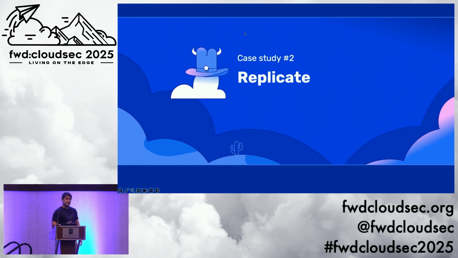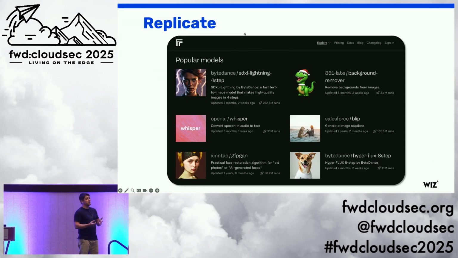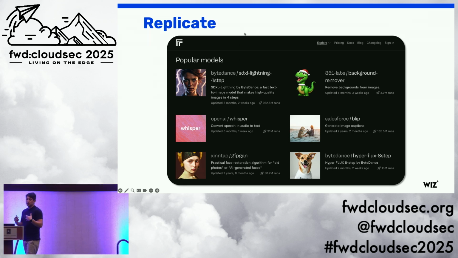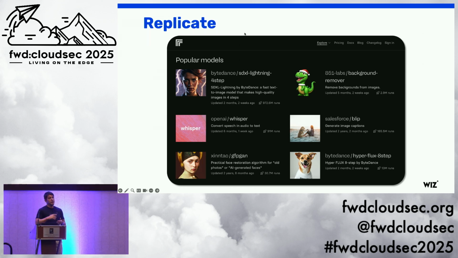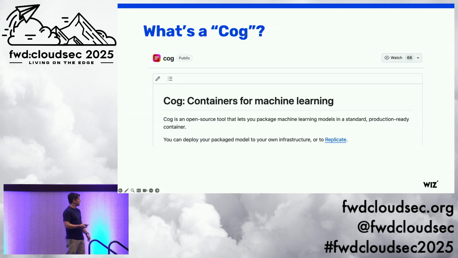Next case study is going to be Replicate. Replicate is an AI software as a service in which you can upload your models, and the community can consume them in order to do AI inference. So they can do text, audio, video, and so on. Multiple companies, such as Salesforce, OpenAI, and ByteDance, are using Replicate in order to share their models.